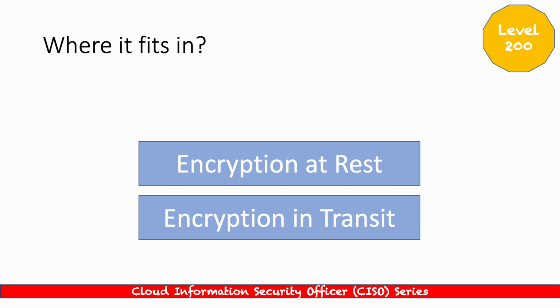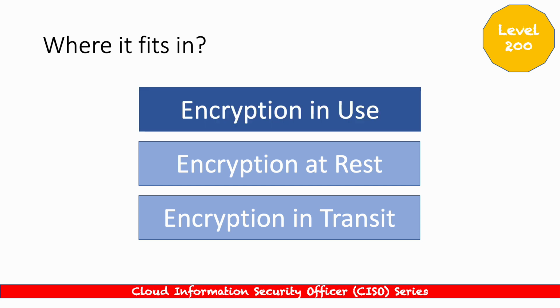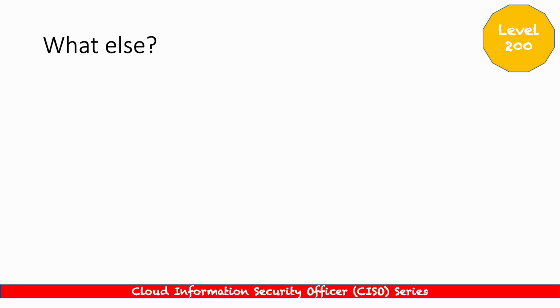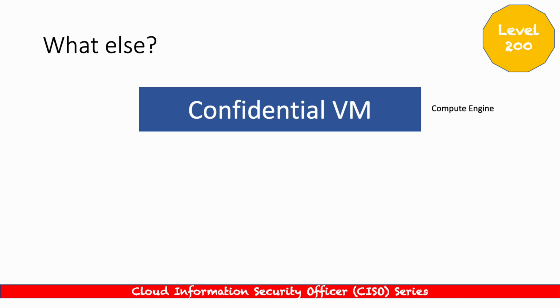Now, where confidential virtual machines come into place is doing encryption in use. We're doing encryption while something is being used, while it's being processed, and that is the missing building block here. When we look at all three, ideally from a security posture and security control perspective, we want to be able to do all three. Now, if we look at confidential virtual machines, think of these as Google Compute Engine. We're doing encryption in use at the actual Compute Engine level.